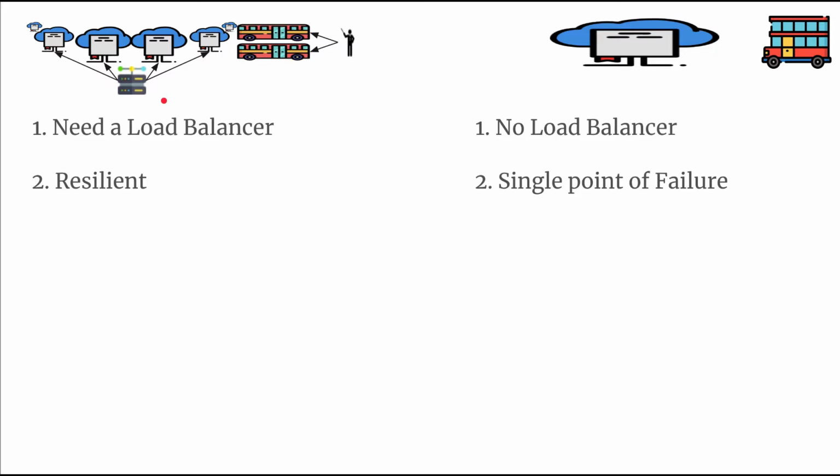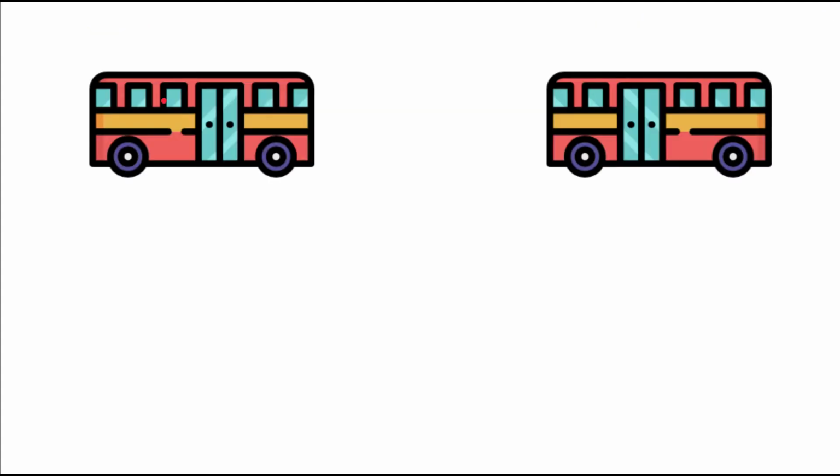So in horizontal scaling, it's resilient because your server is at least running, even though one server will be overloaded, but it is running. While vertical scaling is a single point of failure. Once it is done, you are out.